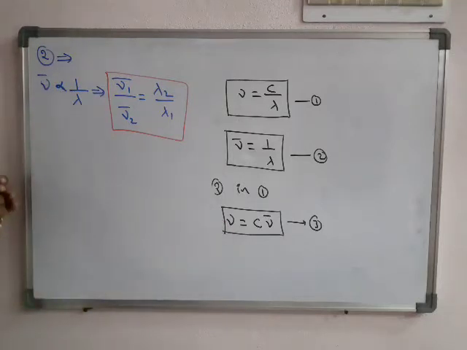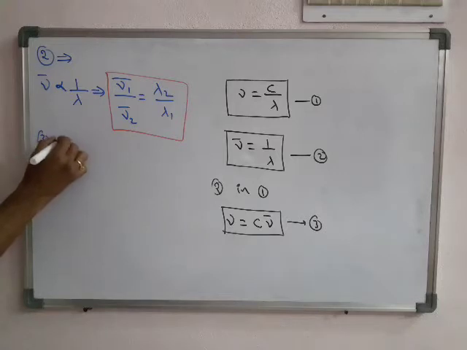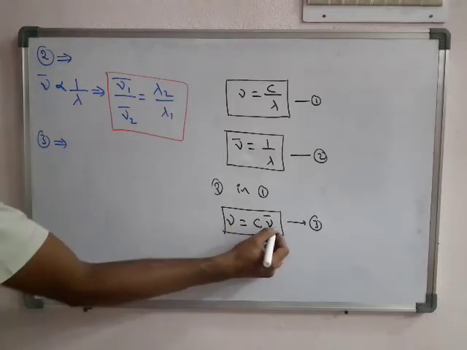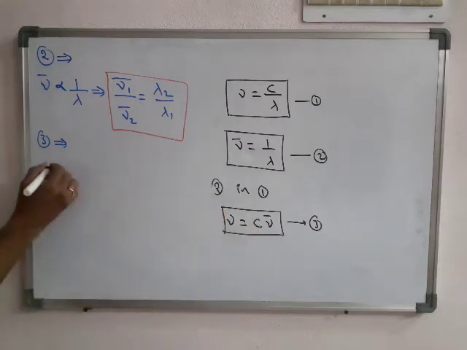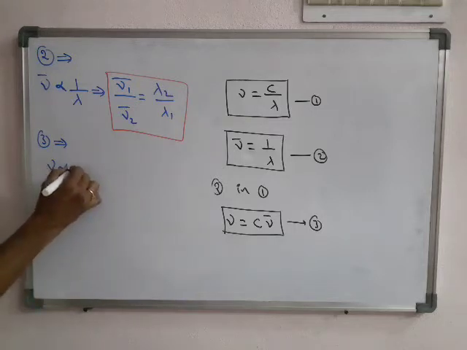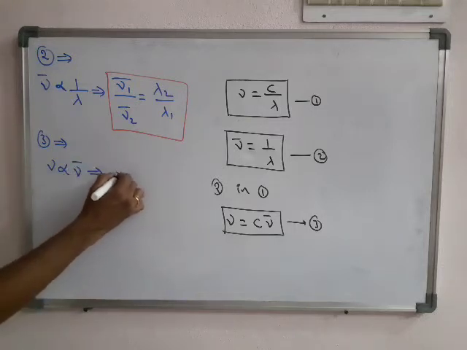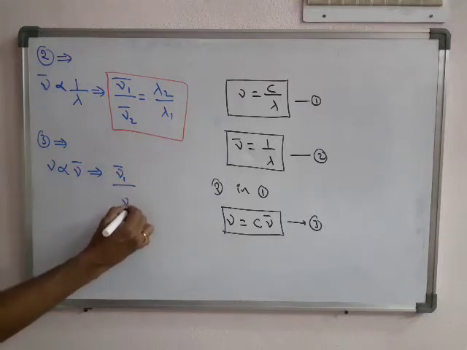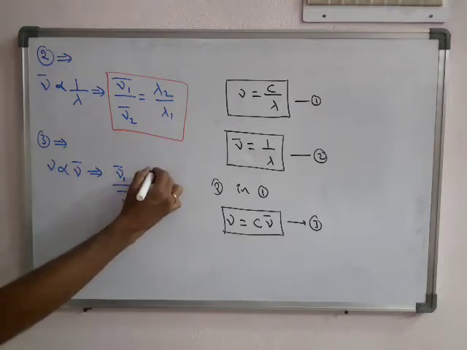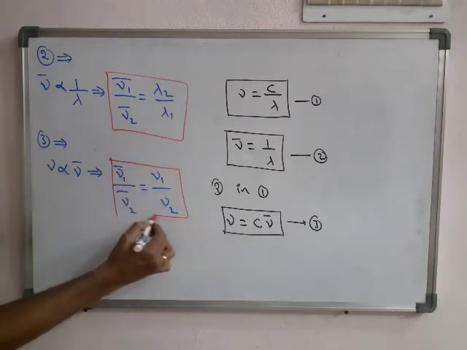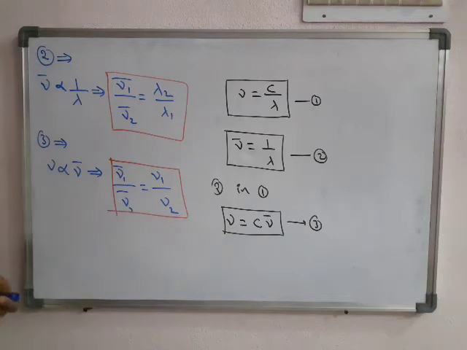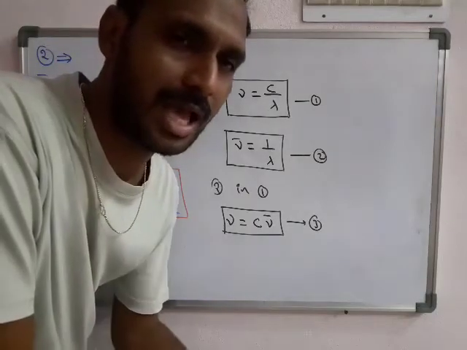From equation 3, nu and nu bar, c is a constant. By removing the constant you can put proportionality, as both are present in the numerator: nu is proportional to nu bar. So nu 1 bar by nu 2 bar equals nu 1 by nu 2, as they have a directly proportional relation. These are the main relations between the wave properties, and there is no perfect relation with the amplitude.